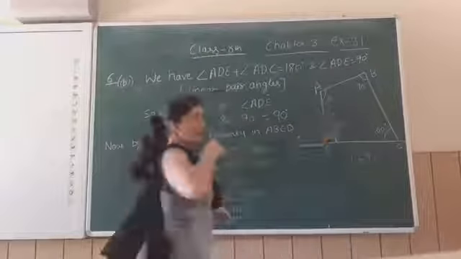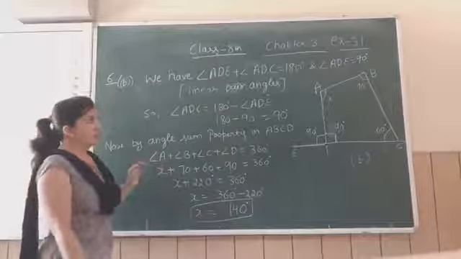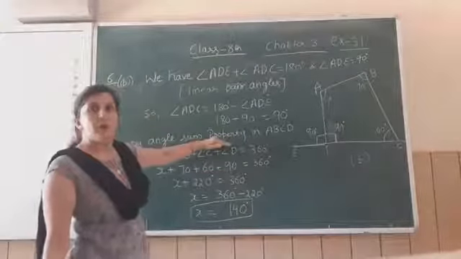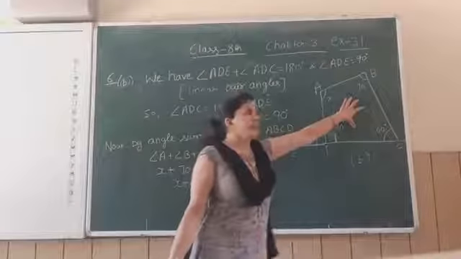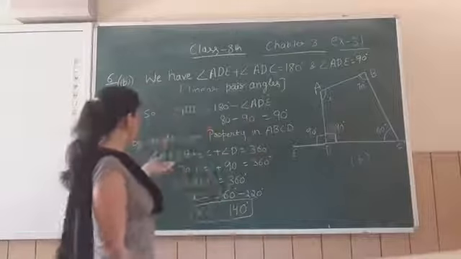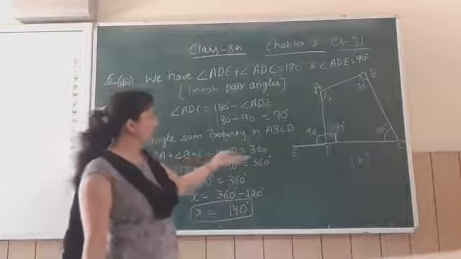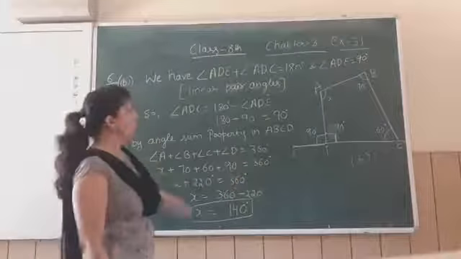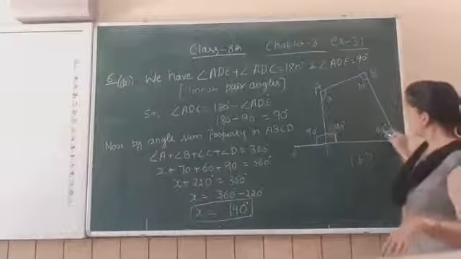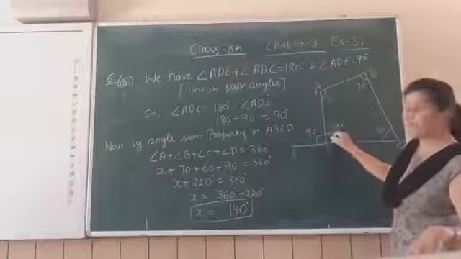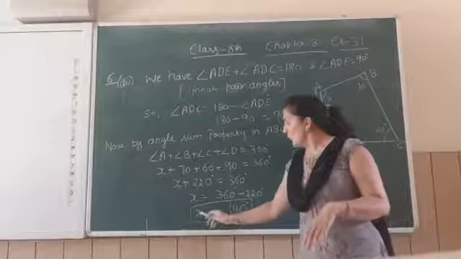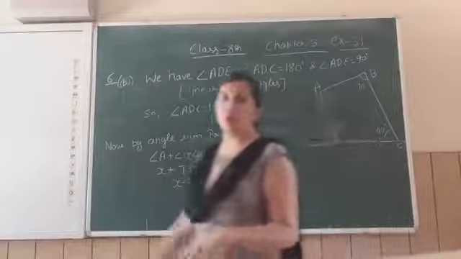Now we have to find the angle x in ABCD by the angle sum property. By the angle sum property, the sum of the interior angles of a quadrilateral is 360 degrees. So angle A plus angle B plus angle C plus angle D is equal to 360 degrees. What is angle A? x. Angle B is 70, angle C is 60 and angle D, we are talking about the inside angle, angle D is 90 degrees. After calculation, we get x is equal to 140 degrees.